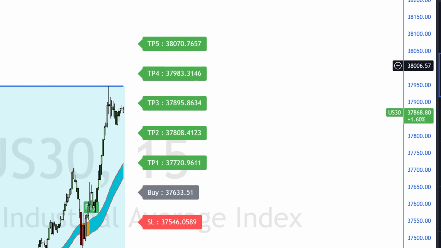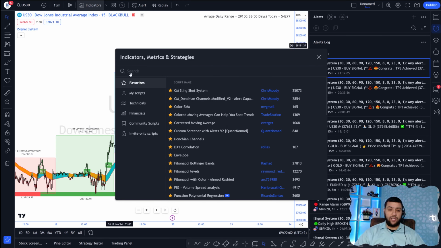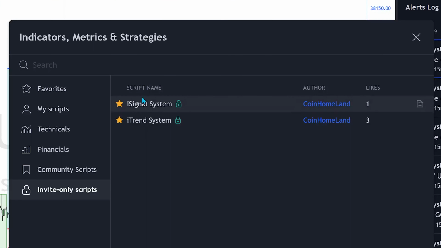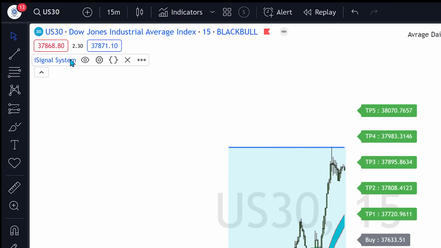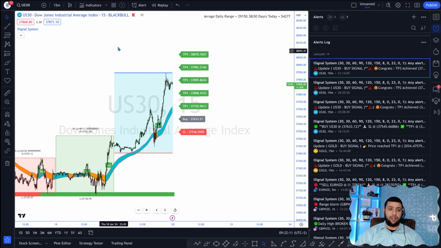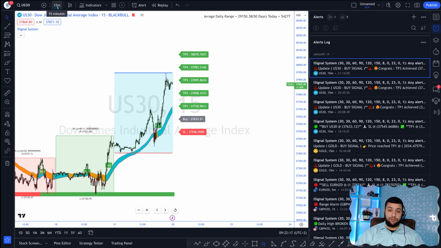If you can get any chart, let's say you have the system after you have been invited. Once you're invited, you go to indicators, you go to invite-only indicators, you're gonna find the iSignal system here. You just click on it, it's gonna show in the drawing right here. How to set the alert? You just go to alert right here, but make sure of the time frame first. So that's the 15 minute time frame. Okay, so I'm gonna show you here.